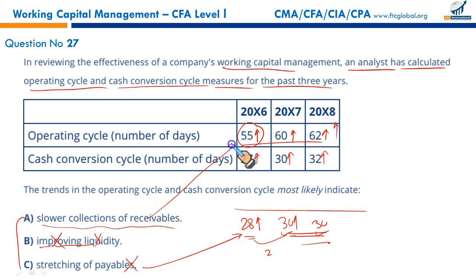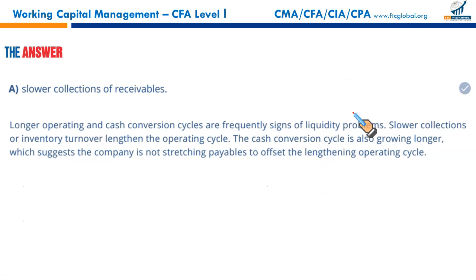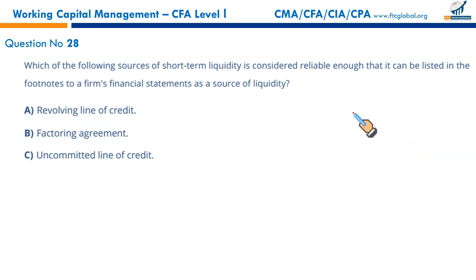This is the only conclusion we can draw: slower collection from your accounts receivable. This is what will result in a longer operating cycle as well as a longer cash conversion cycle. Both are becoming longer. It means your receivables are paying you less frequently now. A, slower collection of receivables.